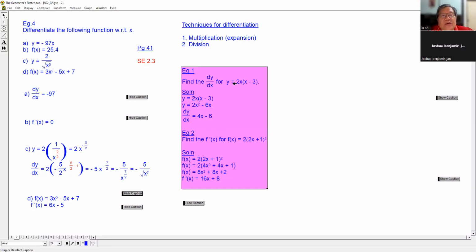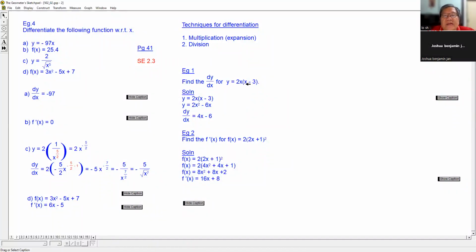Now, let's say we ask you to find dy/dx for y equals 2x bracket x minus 3. Oh, you cannot differentiate straight away. So far, what you have learned is how to differentiate term by term, like this. 3x squared, you differentiate, it becomes 6x. Negative 5x becomes negative 5. Positive 7 becomes 0. So you differentiate one by one.